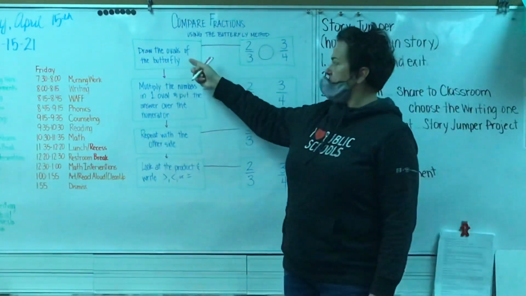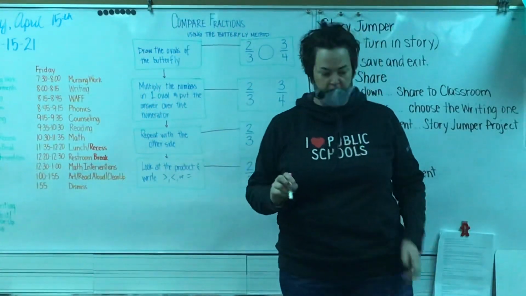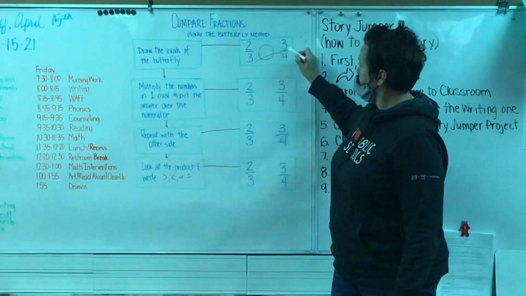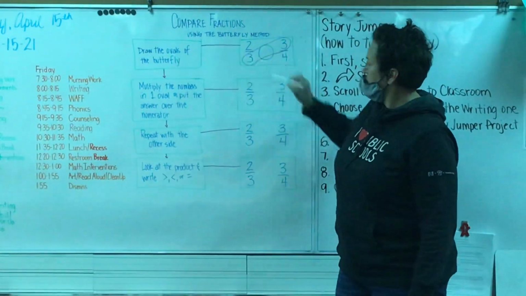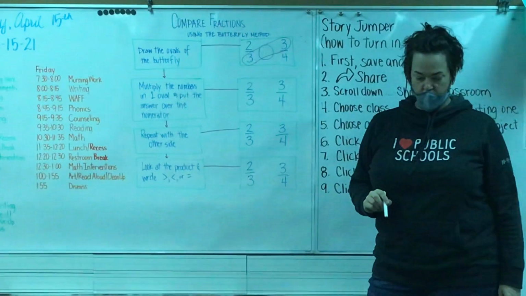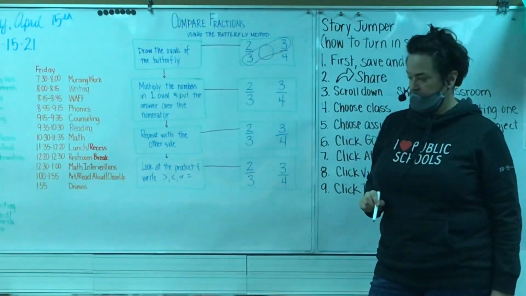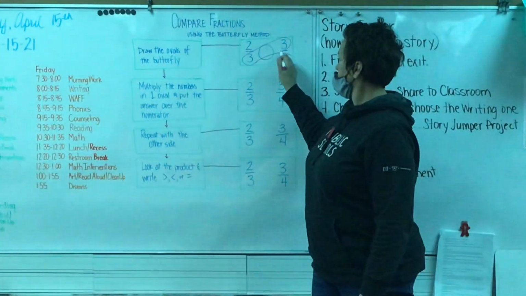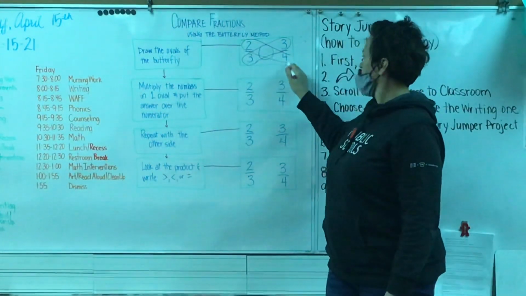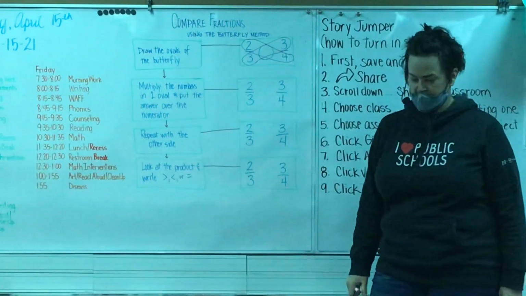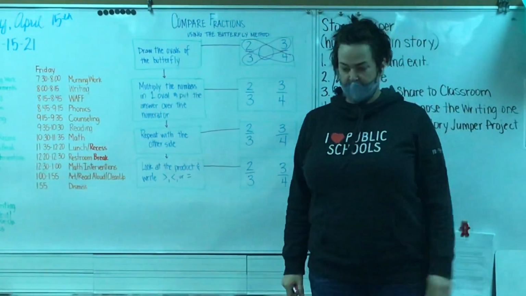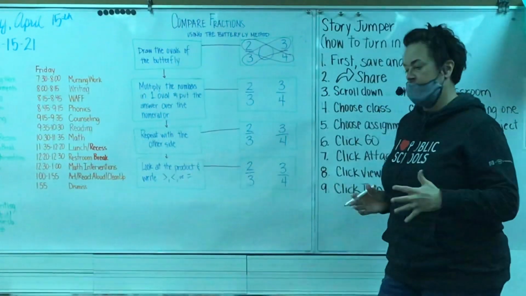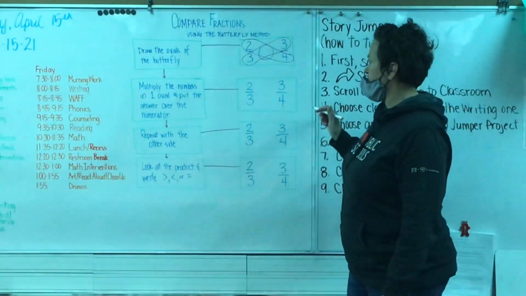Now, our first step says draw the ovals of the butterfly. What they mean by that is loop those together and then loop those together. Okay, we just put an X through it, but it kind of symbolizes a butterfly, right? Like the wings of a butterfly.